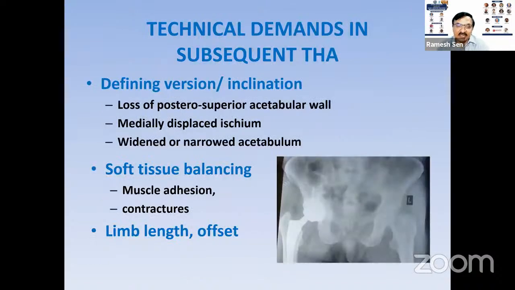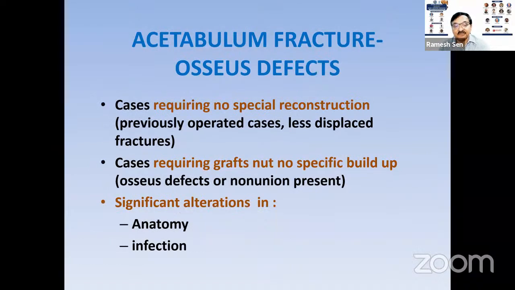Then coming to the technicalities, this acetabulum might be in a displaced version. We have not done anything previously, so there will be difficulty in identifying the exact version and the exact inclination. Even after the injury, the soft tissue balancing will be altered because of the altered bone. Muscle adhesions and contractures could be there, or the hip might have gone medially or superiorly. So limb discrepancy and offset problems are likely to be there.